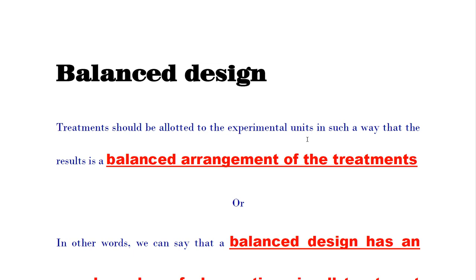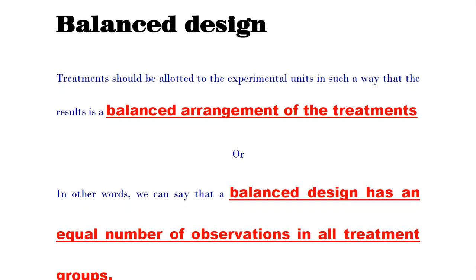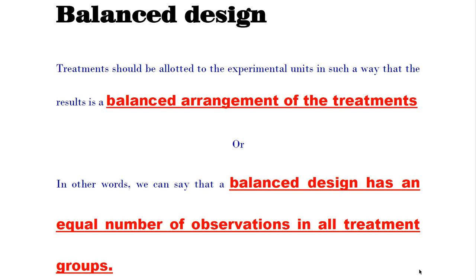Balancing and unbalancing terms are used in experimental design. Balancing is used in balanced design. What is balancing? Treatments should be allotted to the experimental units in such a way that it results in a balanced arrangement of treatments. In other words, a balanced design has an equal number of observations in all treatment groups. We equally distribute treatments to the experimental units in a balanced design, and this procedure is called balancing.